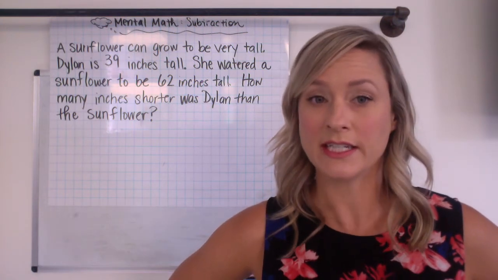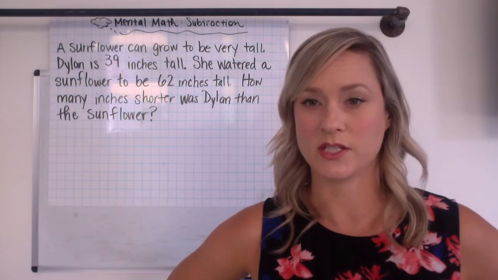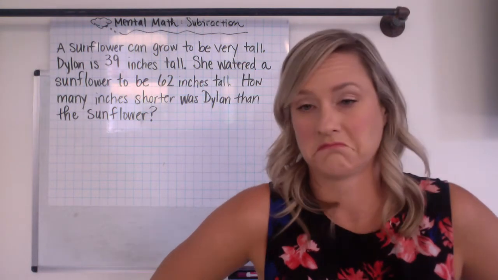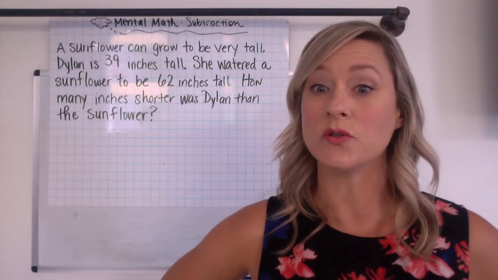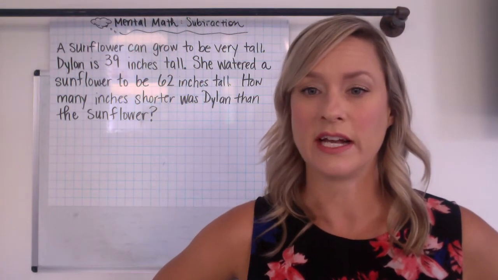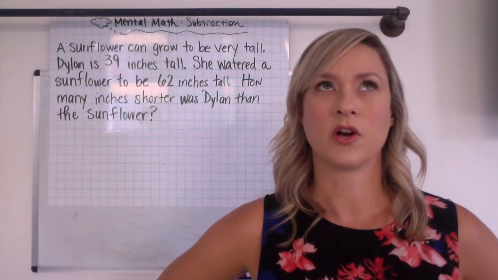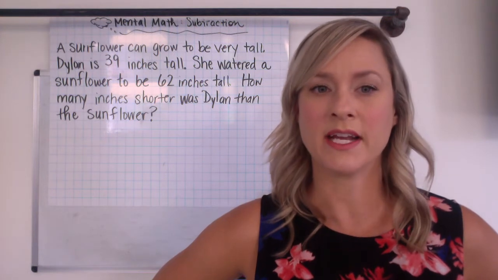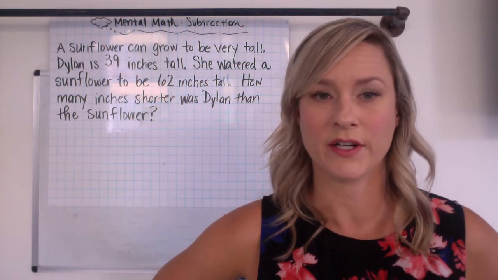Dylan is 39 inches tall. Okay, so Dylan's 39 inches tall, and we just know that sunflowers are very tall. Sounds good. She watered a sunflower to be 62 inches tall. Okay, now we know how tall the sunflower is, right? So the question is, how many inches shorter was Dylan than the sunflower?